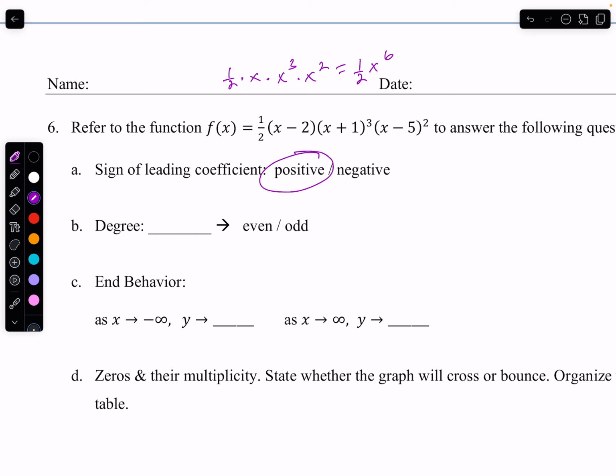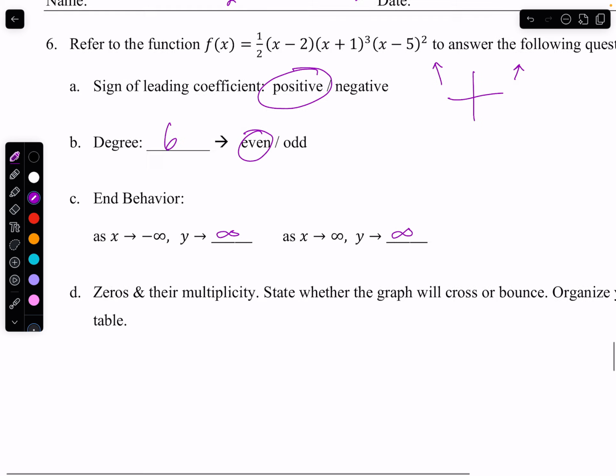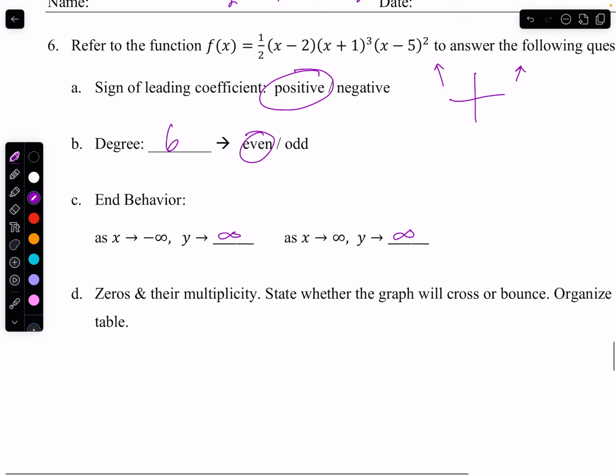The leading coefficient is positive, so I know the graph is going to end pointing upward. The degree is 6, which is even, so I know they're going to match. So I know on both sides it's going to do that. So the end behavior is going to be up and up, so that'll be y going to positive infinity and positive infinity. The zeros and their multiplicity organized in a table.